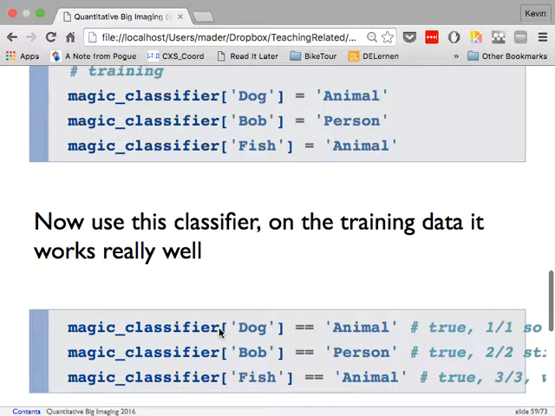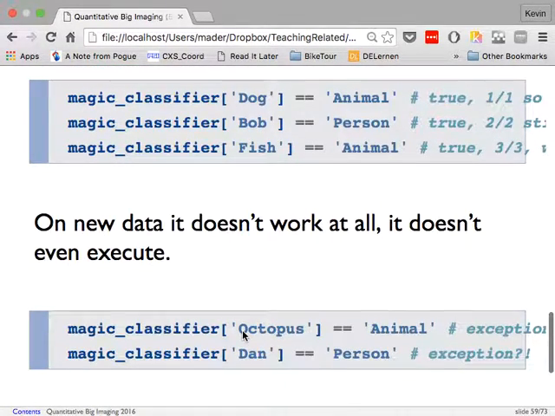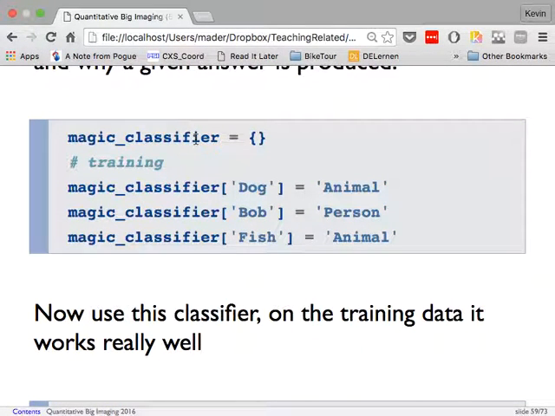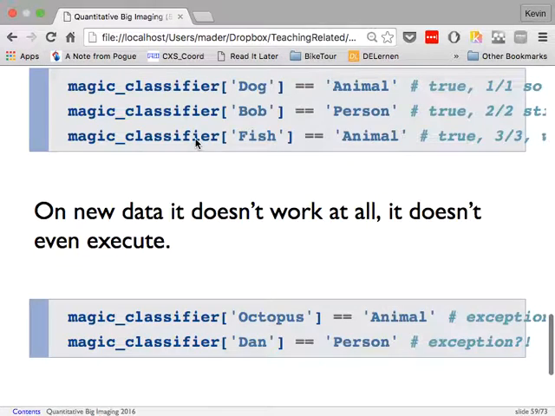You can then test it on the training data again, and you ask the magic classifier, what's dog? And it says animal. You ask it, what's Bob? And it says person. You ask it, what's fish? And it says animal. But of course, you haven't created any sort of magic classifier. This is a dictionary in Python, a hash map in Java, or C, or whatever other language you use. When you try to ask this classifier what an octopus is, you get an exception. It doesn't know what an octopus is because you haven't specifically trained it, and you haven't created an algorithm that actually learns. You simply memorized the inputs that you gave it.